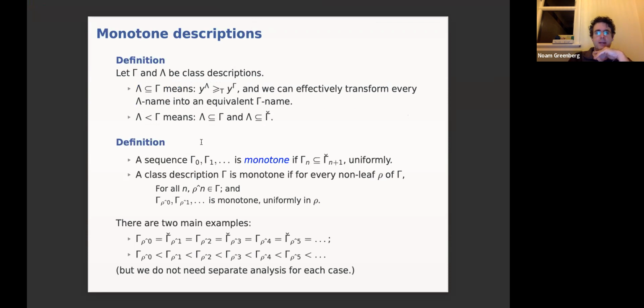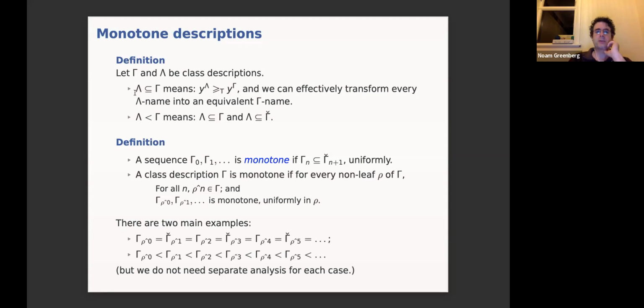I will be running out of time, so I'm trying to think about a good place to stop. It will be getting slightly more technical from now. So let me give you just basically one of the basic definitions that we have.